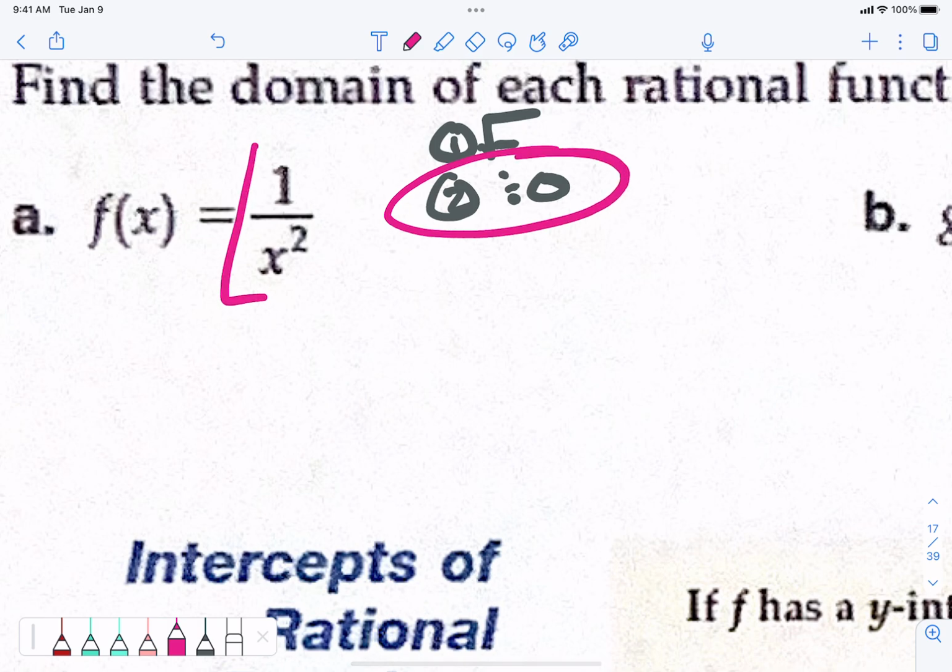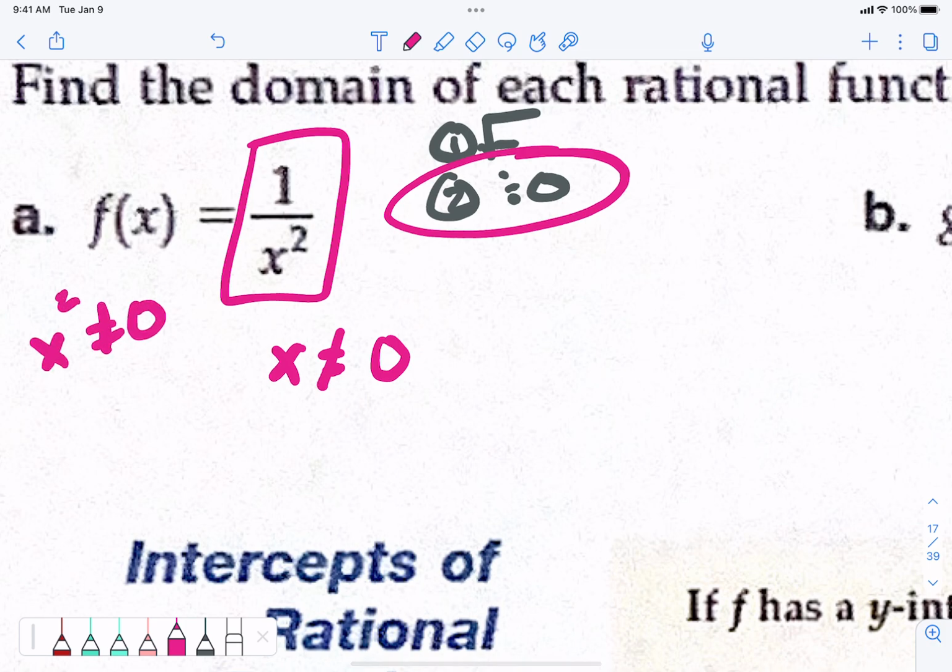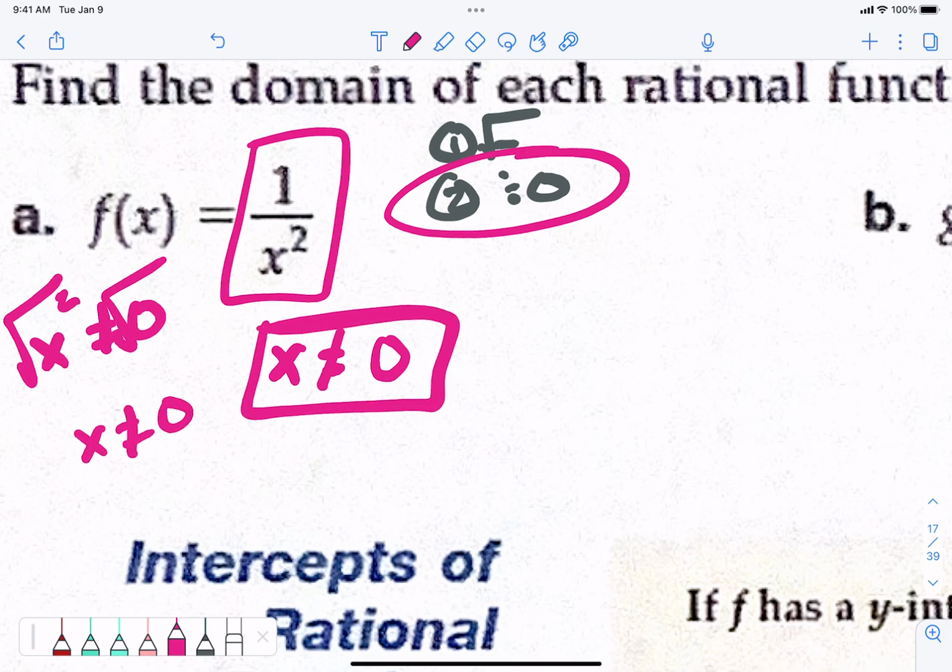If I look at this first one, I don't want to have 0 in the bottom. So what can x not be for my domain? x can't be 0. If you can't figure that out in your head, we know that x squared can't be 0, and the square root of 0 is 0. So x can't be 0. That's my domain. It can be any other number except 0, because if I plug 0 in, I'll end up dividing by 0, and that violates domain.